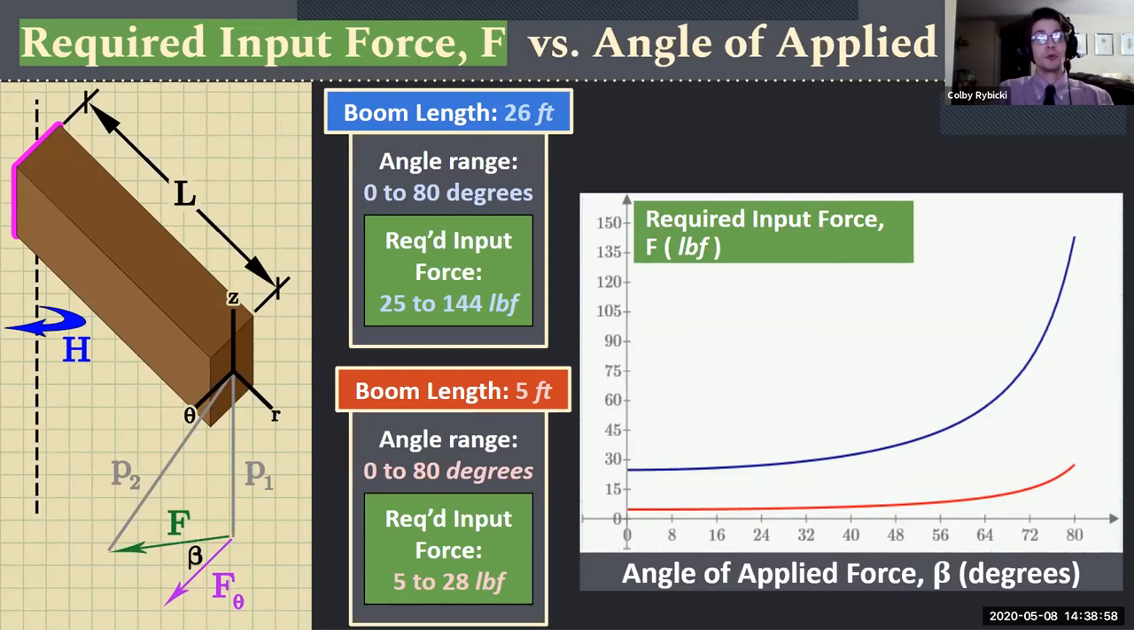If the length of the boom were reduced from 26 feet to 5 feet, the operator would only need to apply about 5 pounds of force in the theta direction to rotate the boom. At an angle of 80 degrees, the required input force only rises to 28 pounds. Of course, if the operator were to apply their force at an angle of 90 or 180 degrees, the boom would not rotate at all because none of the force would be applied in the theta direction. Cash.